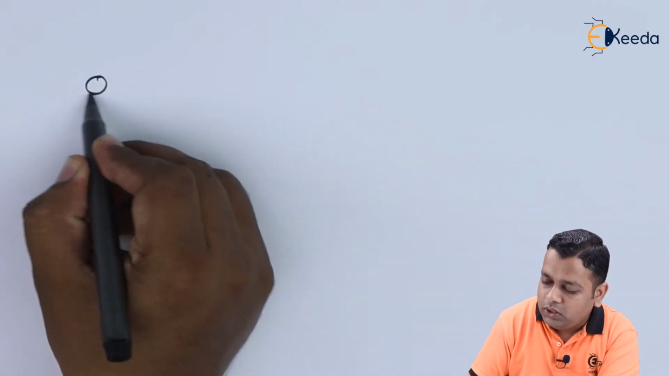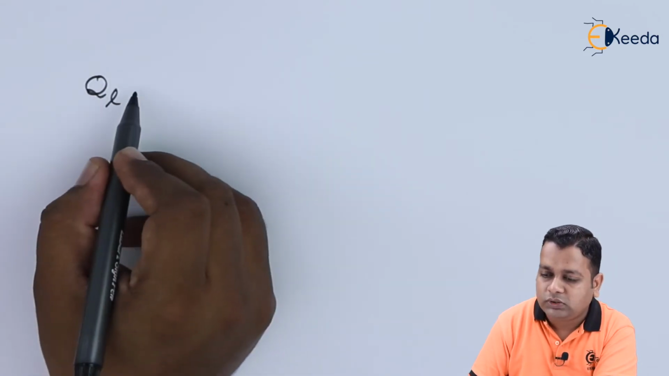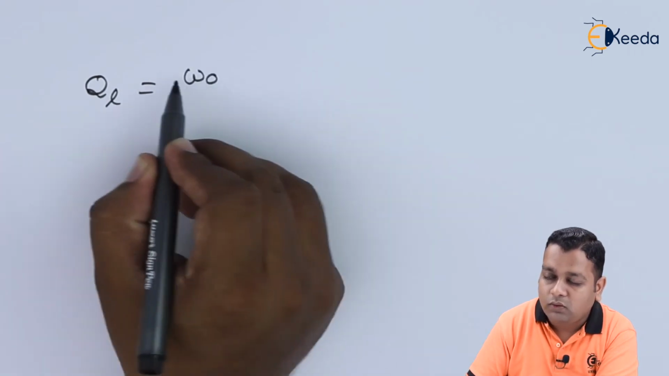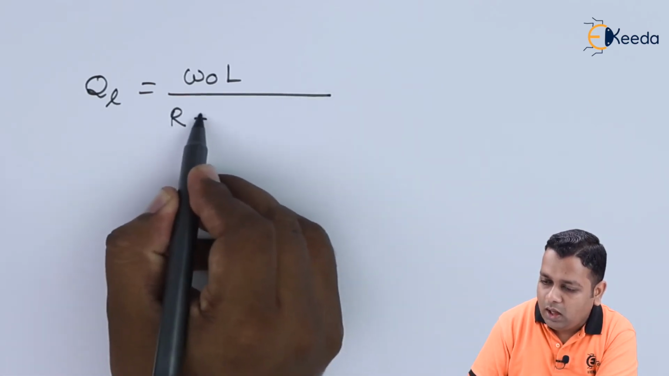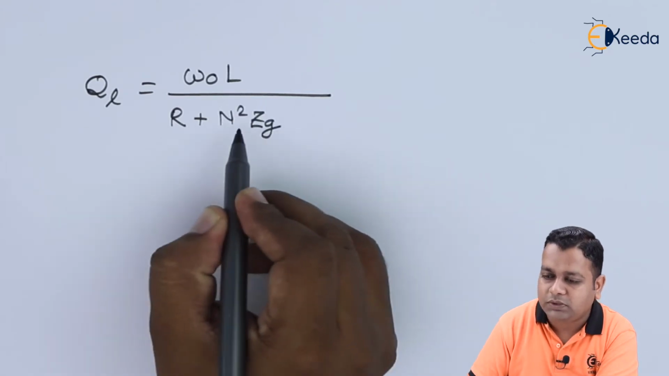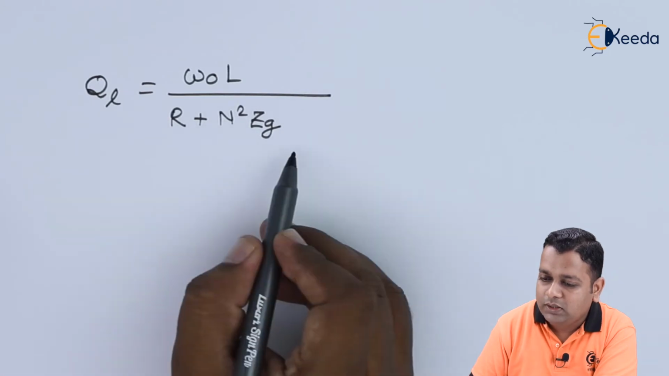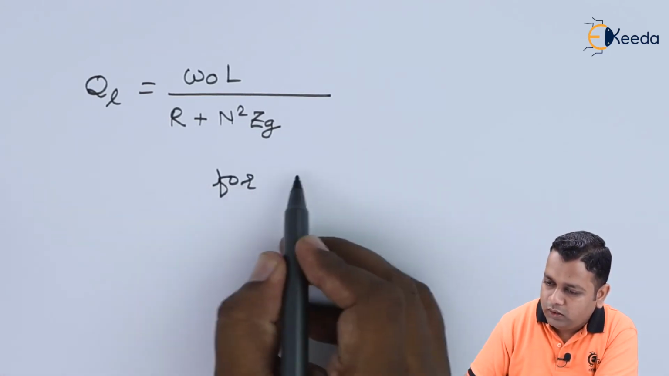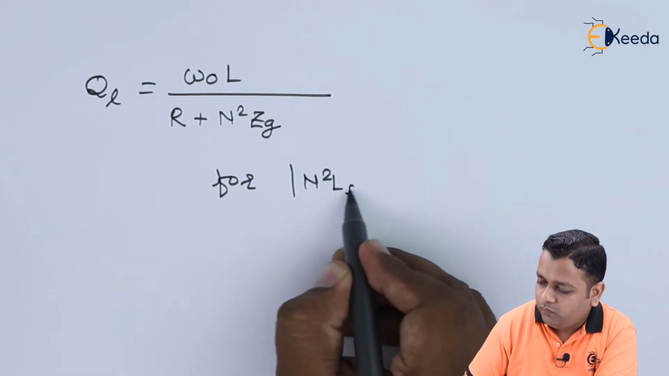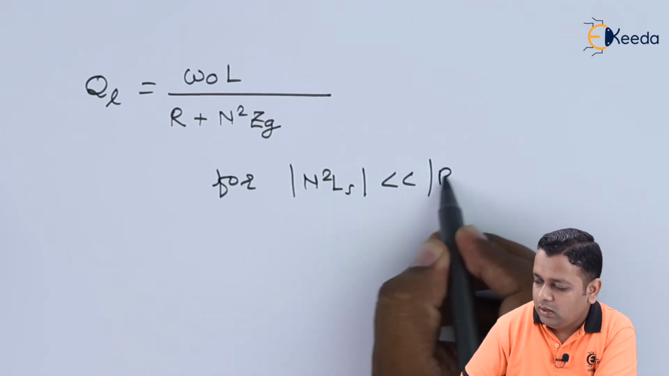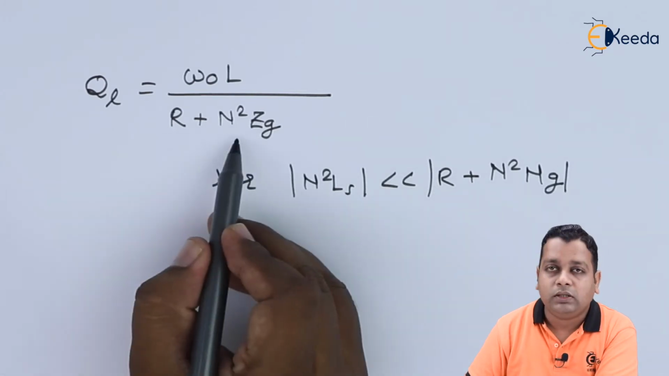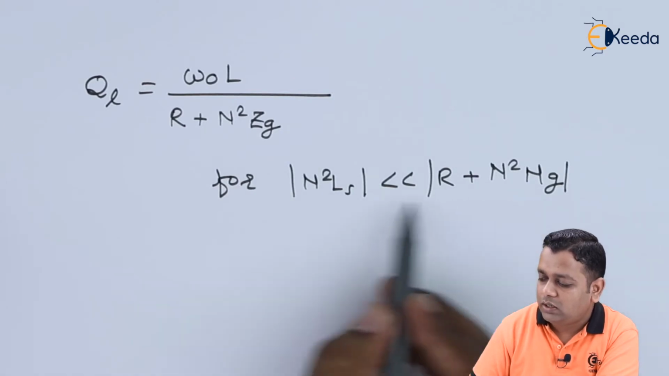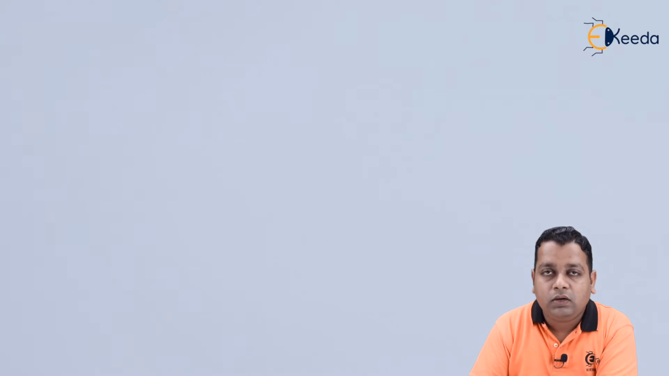With respect to such equivalent circuitry, we can express the loaded quality factor, represented Q suffix L. It is expressed as the angular frequency omega suffix 0 multiplied by the inductance L, divided by R added to N square Z suffix G. This is the representation for the condition where mod of N square Ls is very much less than mod of R added to N square Z suffix G. At that time we can express this component in the denominator only, as it is very much greater than this component here.